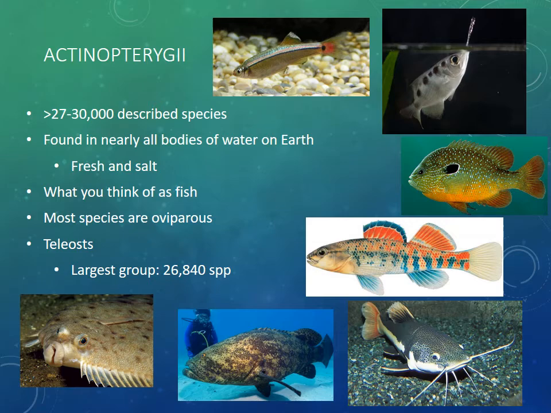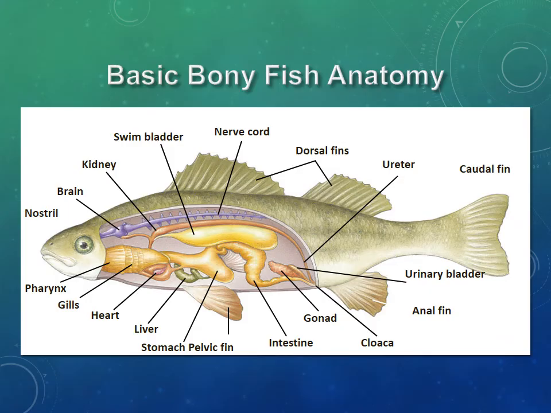Some cool fish Pokemon. Magikarp, right? It's a favorite. Here's some basic fish anatomy. You don't have to know too much from this. Just recognize some similar structures. Like, they got intestines too. They got the swim bladder. That's the big one that they have.